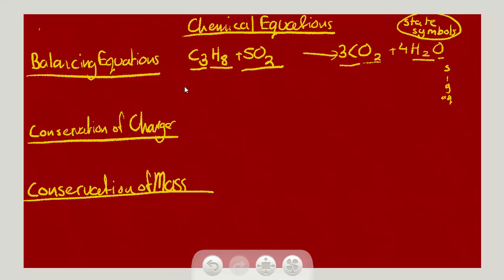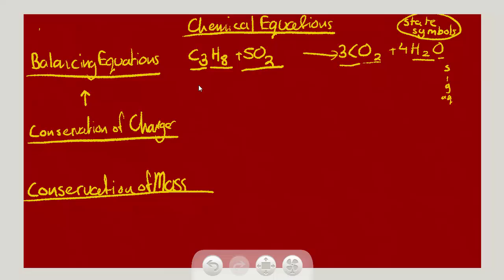Okay, so the next thing we'll look at is conservation of charge. Just like in balancing equations, where the number of each atom is the same on both sides, to further verify, the charge on the products and the reactants must be equal as well. The charge on the product should be 0, and the charge on the reactant should also be 0.